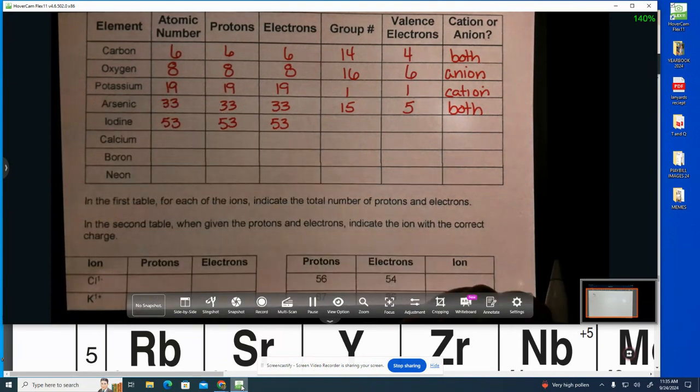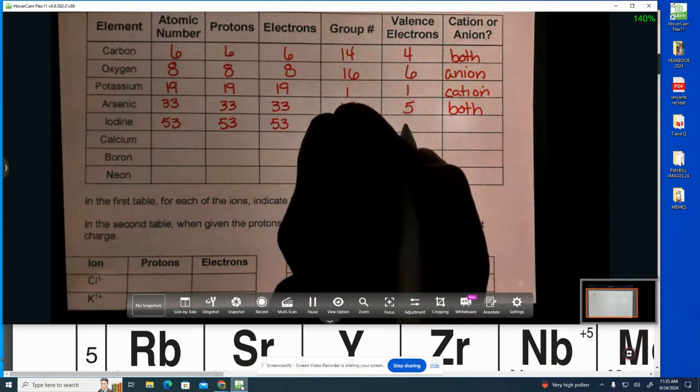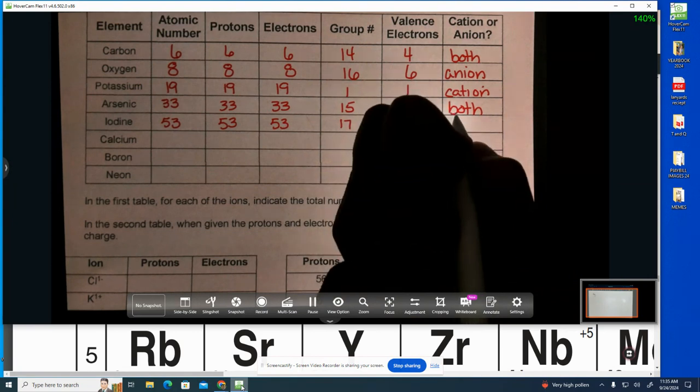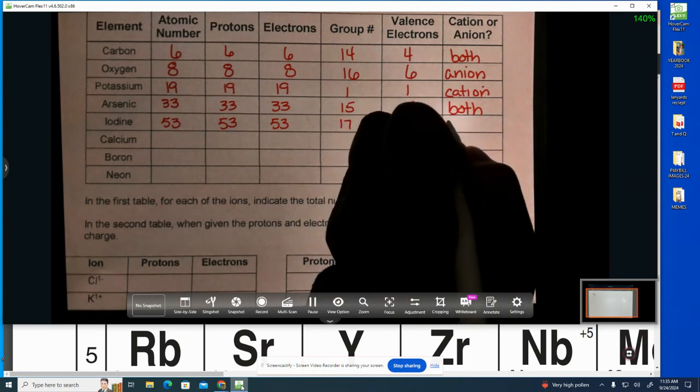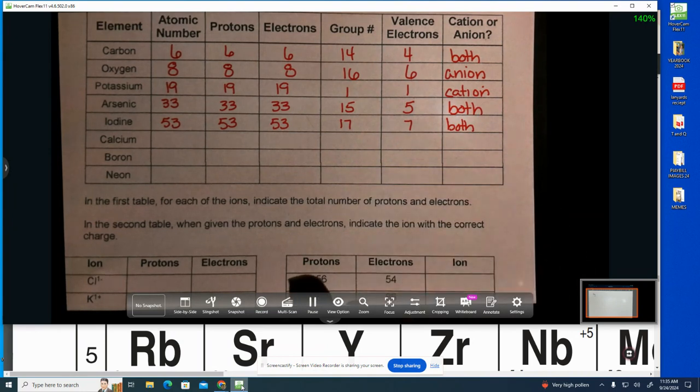Going too fast for you? Or are you okay? All right, iodine is in group 17, 7 valence electrons, and it will be both. However, 99.9% of the time, iodine is going to be a -1.